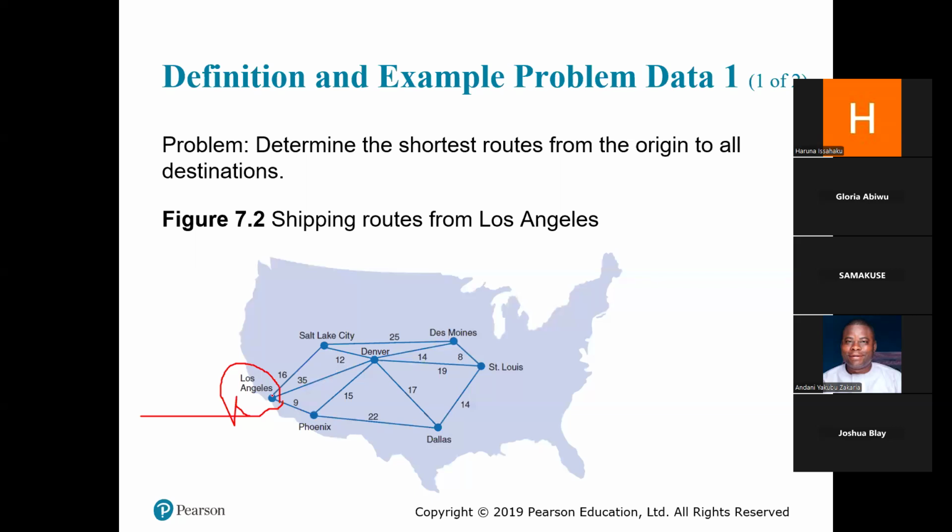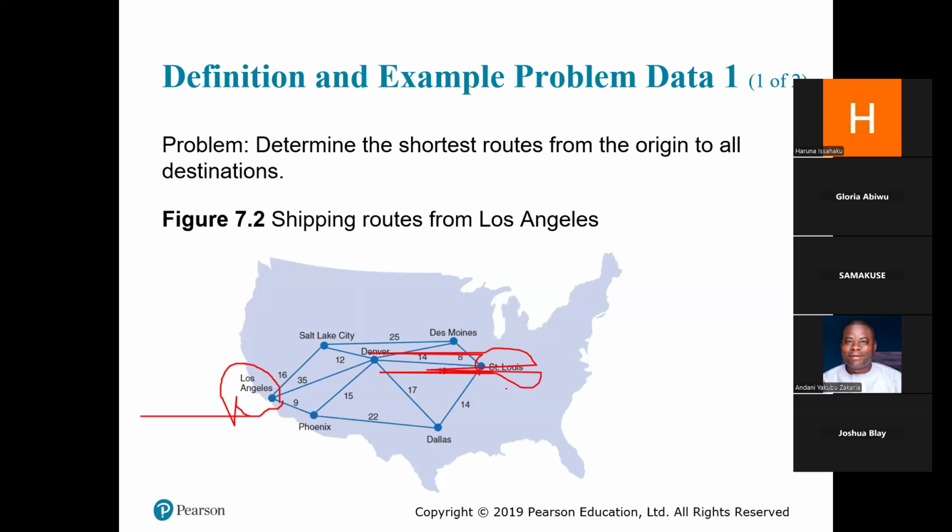So our aim is to find out the shortest routes from the origin to all the destinations. For instance, if you want to move from Los Angeles to St. Louis, which road should you follow? Should you move from Los Angeles to Phoenix to Denver to St. Louis, or from Los Angeles to Salt Lake City to Des Moines to St. Louis, or from Los Angeles to Phoenix to Dallas and then St. Louis, and so on?